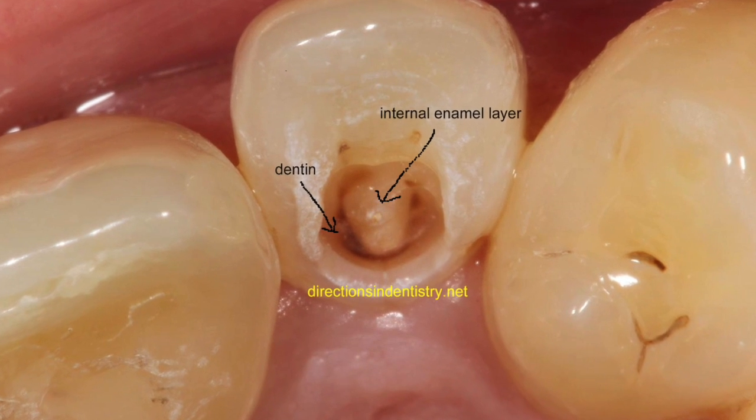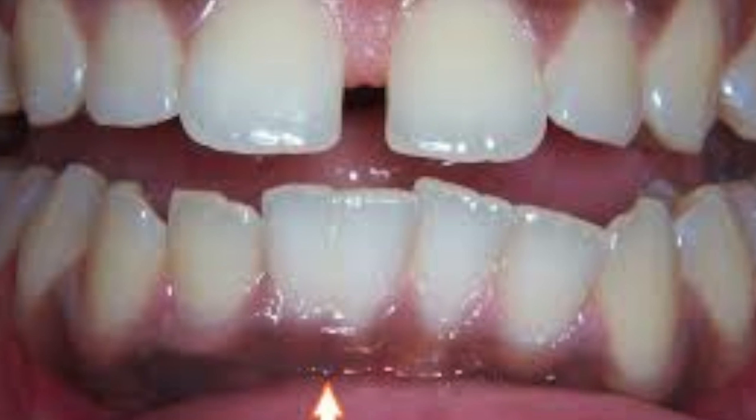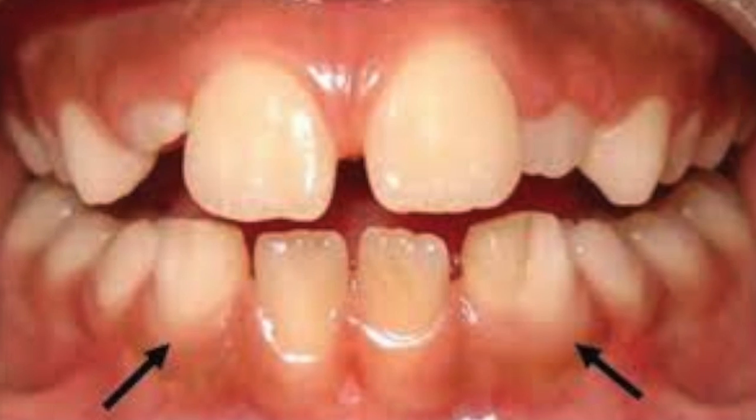During the cap stage, disturbances can occur, such as dens invaginatus, when the enamel organ invaginates into the dental papilla, gemination, when the tooth germ tries to divide, creating a large single-rooted tooth, and fusion, which is the union of two adjacent tooth germs.